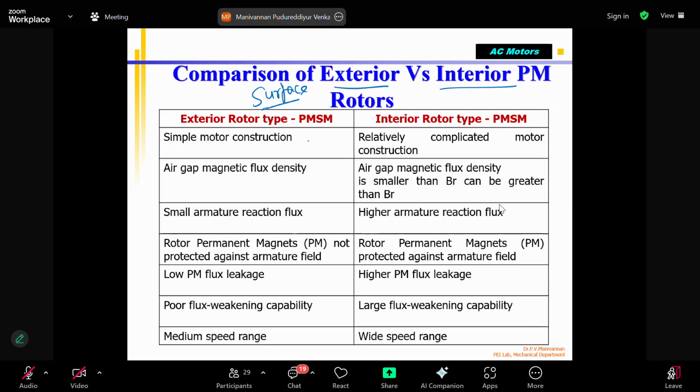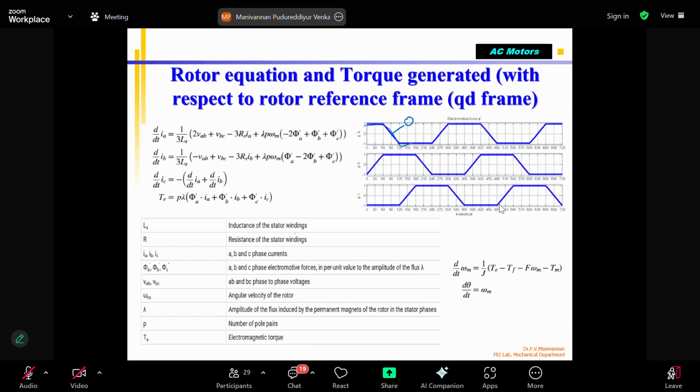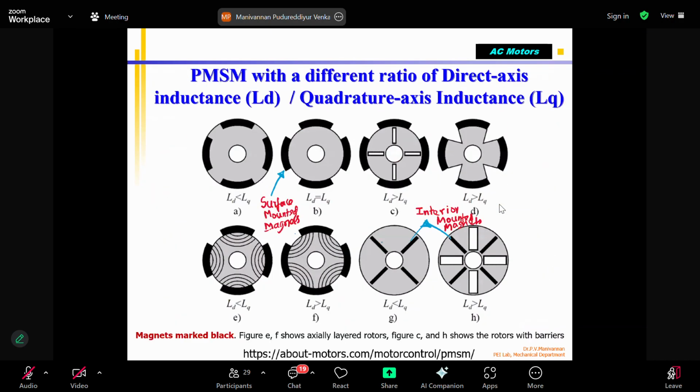So advantage: this is simple construction. The interior is relatively complicated in manufacturing, because you can see that you have to make a slot inside, correct? This is complicated, no? Compared to this, which is just to bolt it. Exteriors, fixing is simple. For the rotor, you can make a stud or screw and fix it. But here, you have to cut a slot inside the core and insert the magnet. Complicated process. That's what we have. Interior type rotor fabrication and construction is a little complicated compared to exterior type.